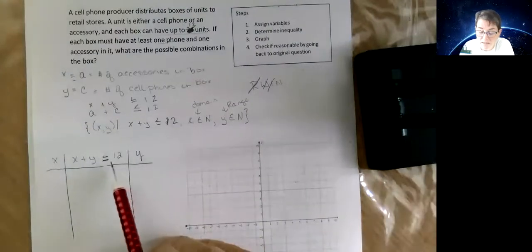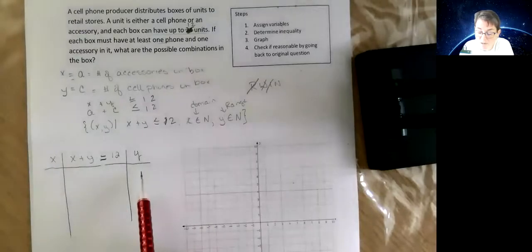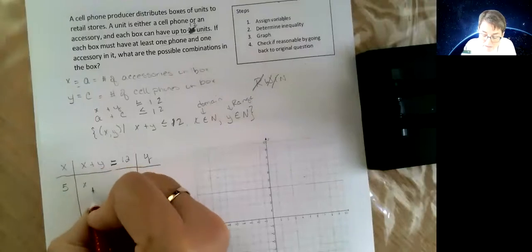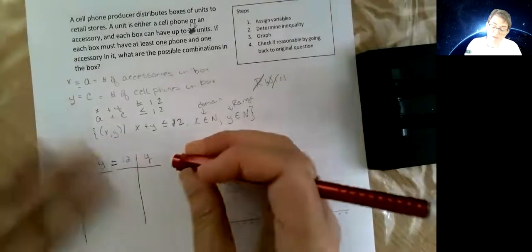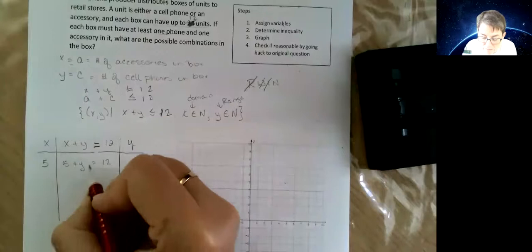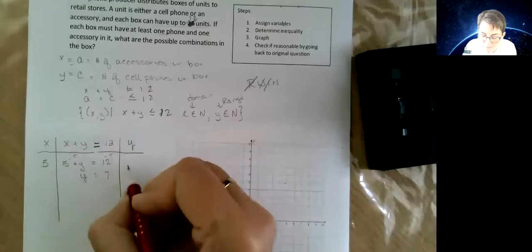Now, here's an example where using my 0, 1, 2 actually isn't going to work very well for me, because I need two numbers that add up to 12. And if I put 0 here, y is going to come out to be 12, and my graph only goes up to 10. So how about we'll start with 5. Other option, if you want to use 0, 1, 2, then just get a bigger sheet of graph paper. Let me turn that so it's better for you. So 5 plus y is equal to 12, minus 5, minus 5, y is equal to 7.